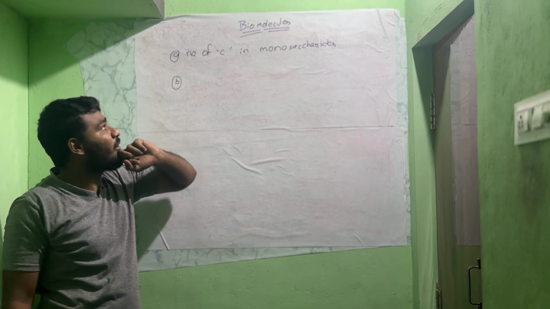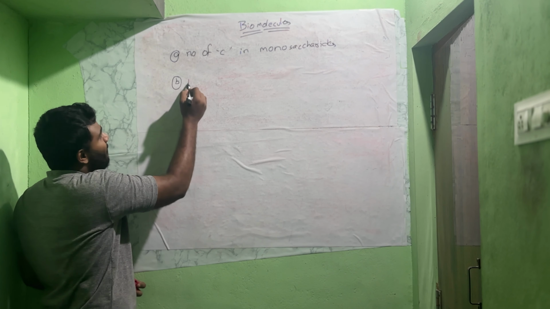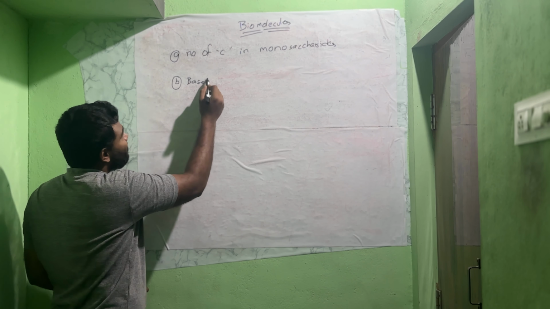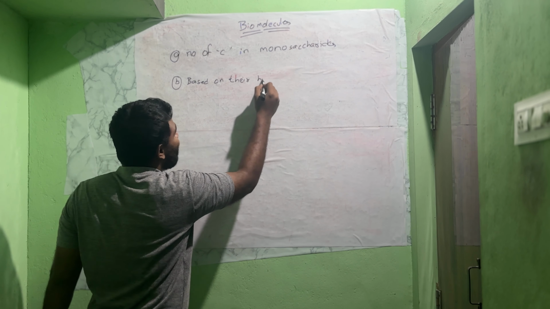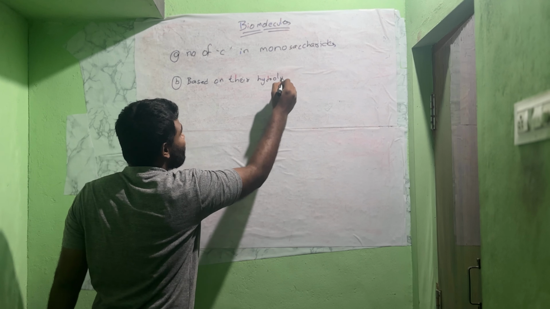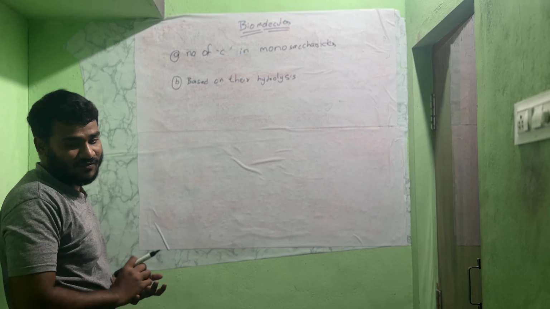Two types of classification of carbohydrates: the first is based on number of carbons in monosaccharides, and the second one is based on their hydrolysis. Okay, these are the two types of classification of carbohydrates.